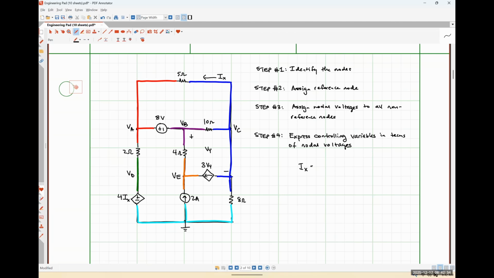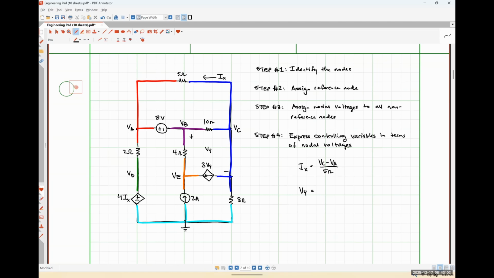Can anybody help me out in defining that guy? VC minus VA per 5 ohms. All right. Anybody have any problem with that? Seems legit to me. The last one is then going to be our controlling variable Vy.